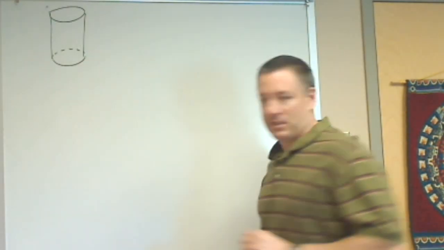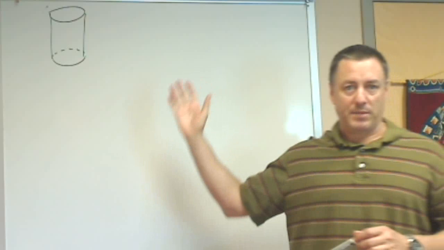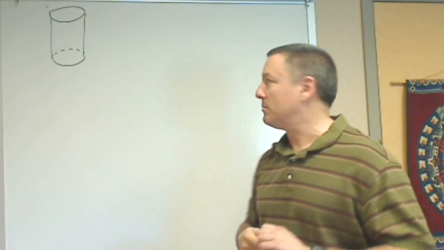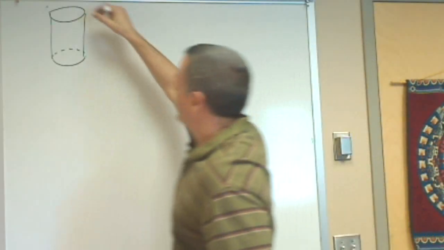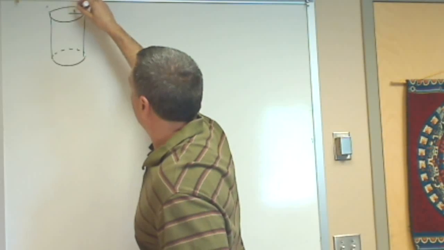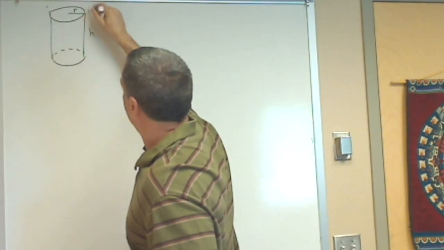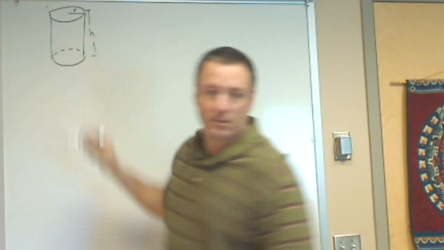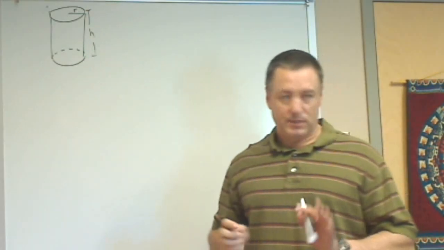So perhaps you're in a business that's producing some product, you're going to sell it, and if you can minimize the container, obviously that would cost less to manufacture. So let's put some dimensions on this. The radius of the circle and the height of the cylinder. Okay, so this is our shape.